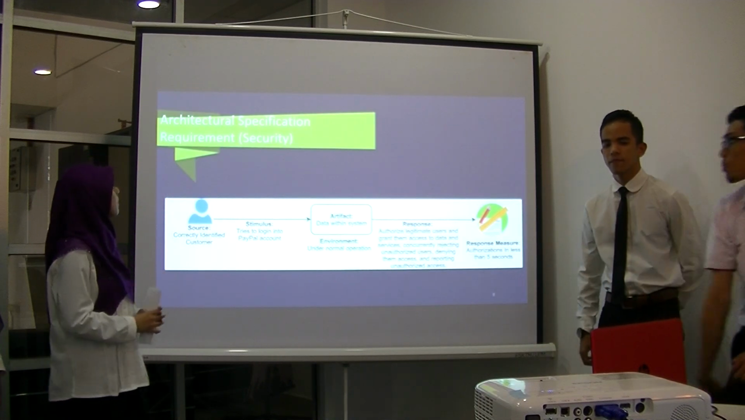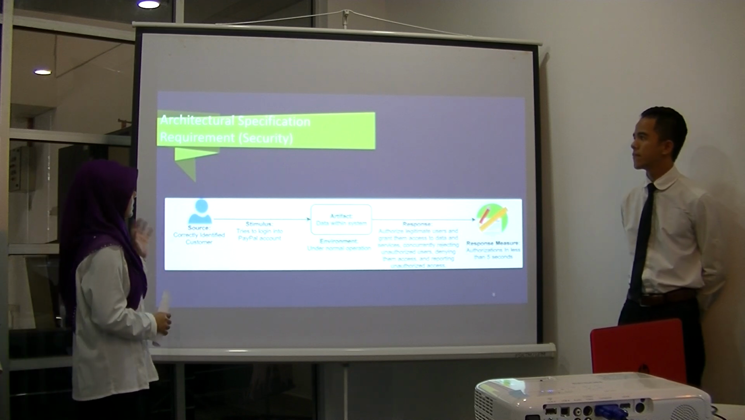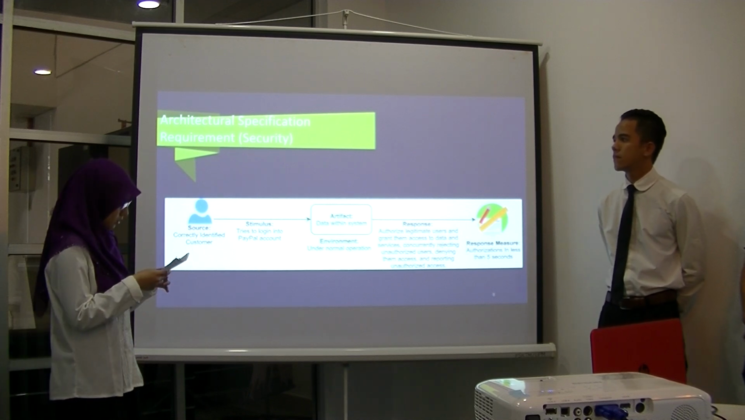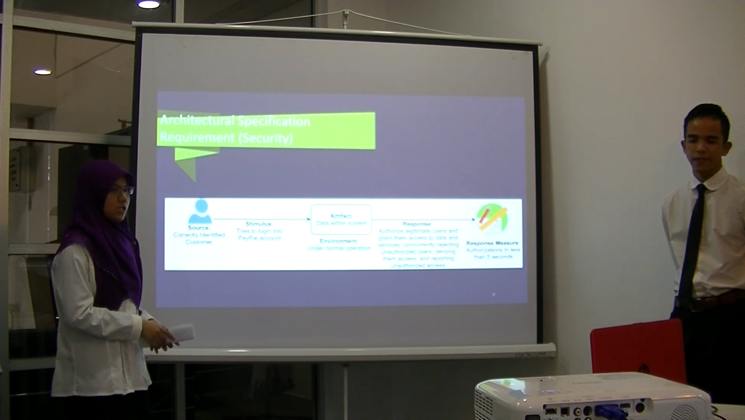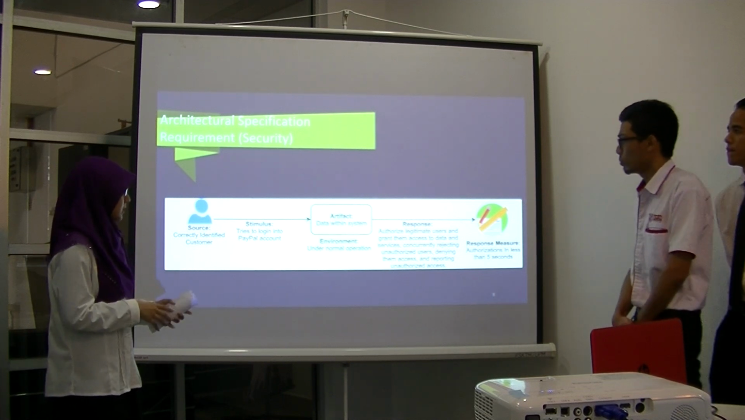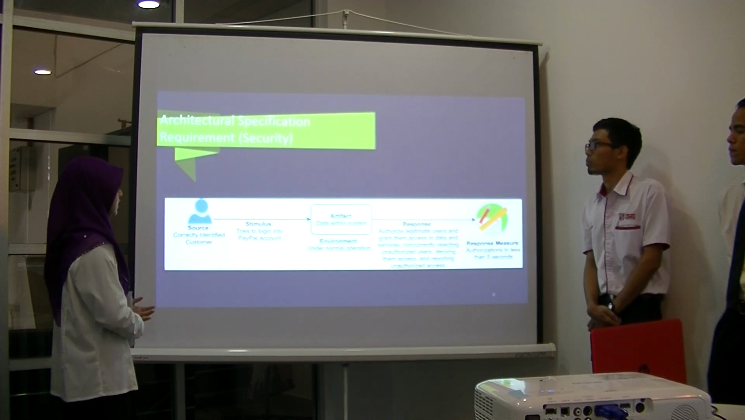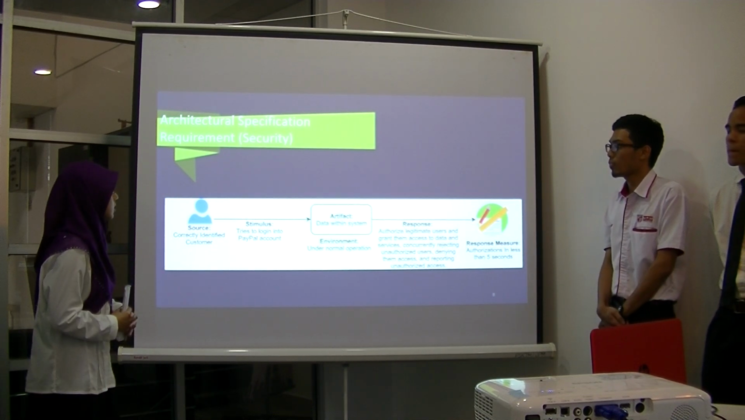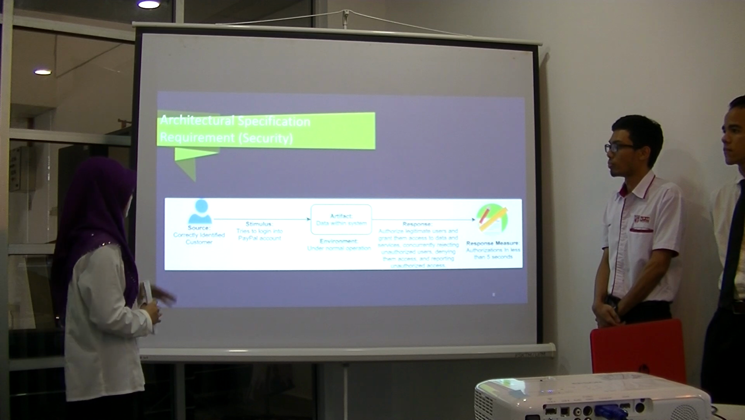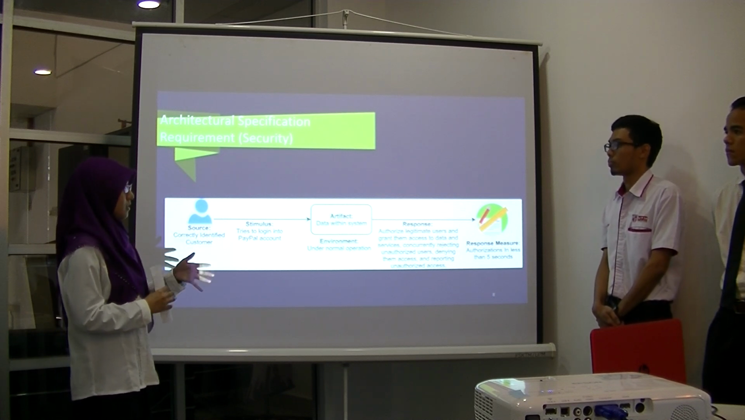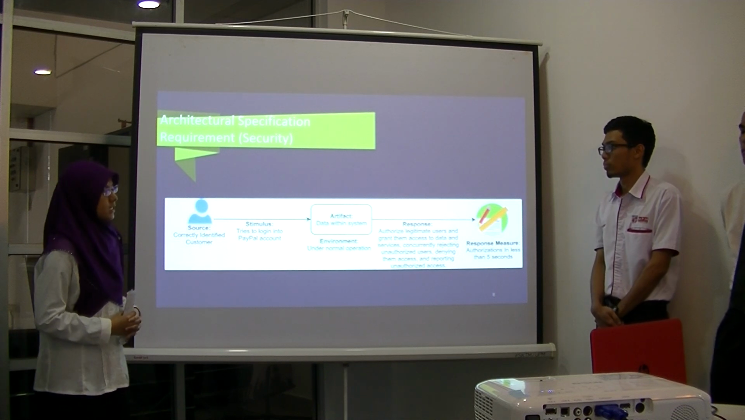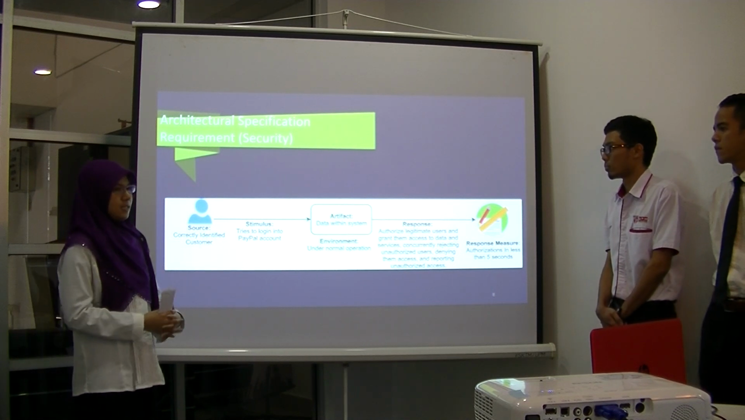Next, for security, the functionality to validate PayPal through our system needs to have high security. When users try to log in to the PayPal account, it should only allow correctly identified customers to access data and services, and the authorization is in less than 5 seconds.